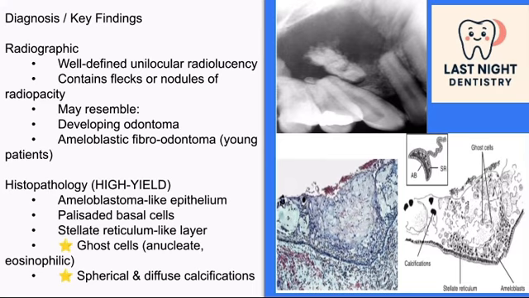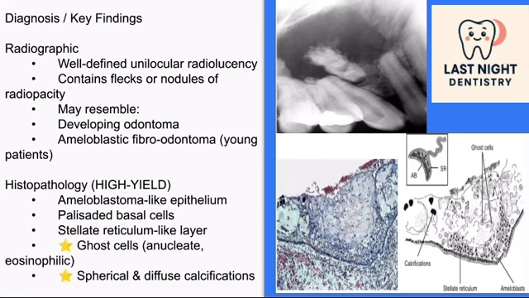Now, for the diagnosis or key findings, we have to do two things. First we have to go for a radiograph. COC usually appears as a well-defined unilocular radiolucency. It often contains flecks or nodules of radiopacity. In younger patients, it may mimic a developing odontoma or ameloblastic fibro-odontoma. So this is seen on your X-rays.